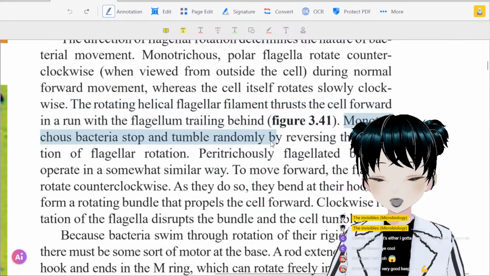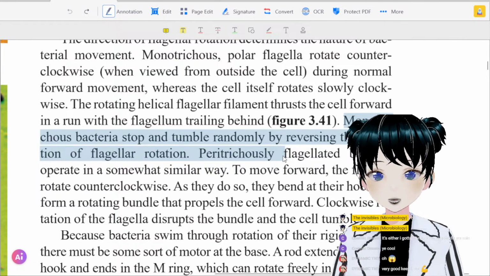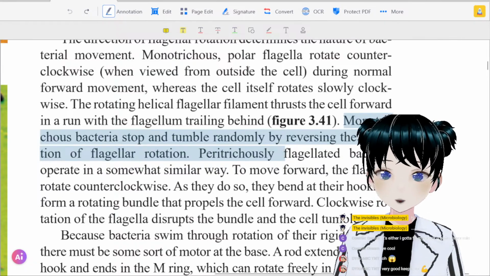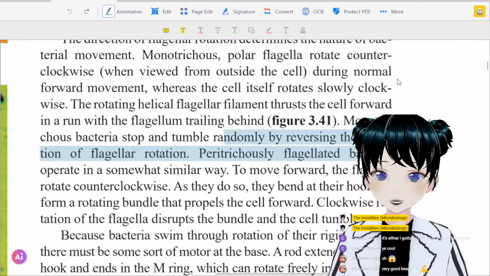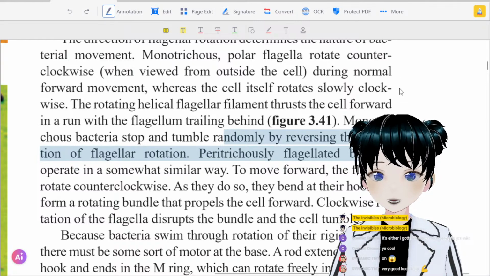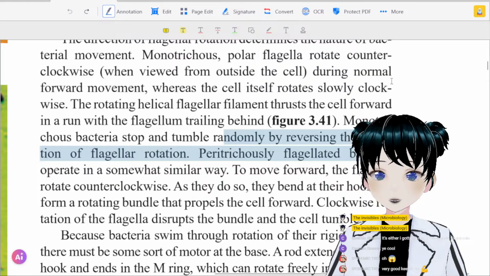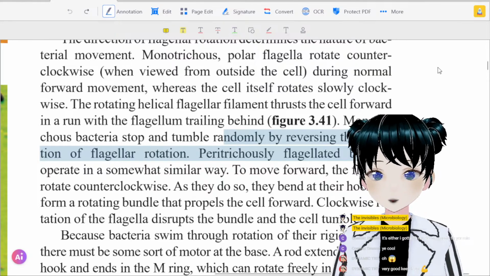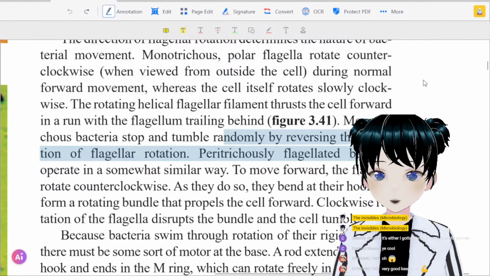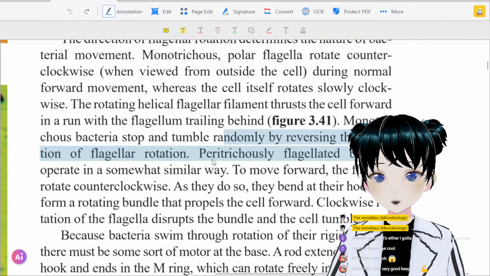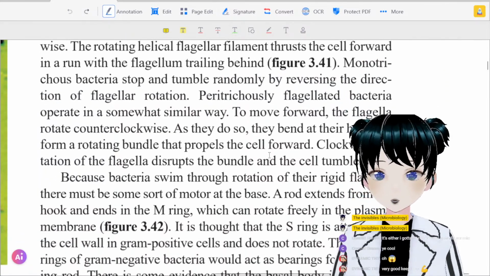Monotrichous bacteria stop and tumble randomly by reversing the direction. So this is telling us how the bacteria actually stops. Now, if it is moving in the counterclockwise direction the whole time, and suddenly it moves in clockwise direction, of course the bacteria is suddenly going to stop because it has to change the direction. So it tumbles, it kind of stops. This is their way of stopping from moving.